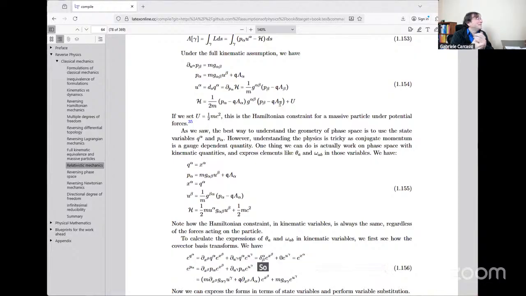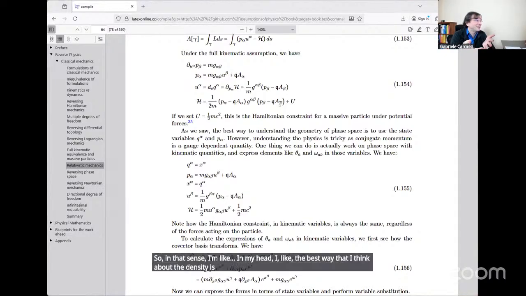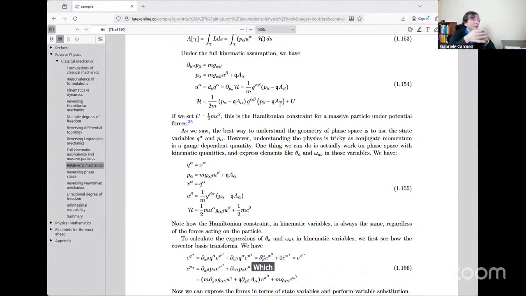So in my head, the best way that I think about the density is the Radon-Nikodym derivative, which is this limit of taking things that are smaller and smaller. And does the limiting process bottom out at the smallest distinguishable relational update?